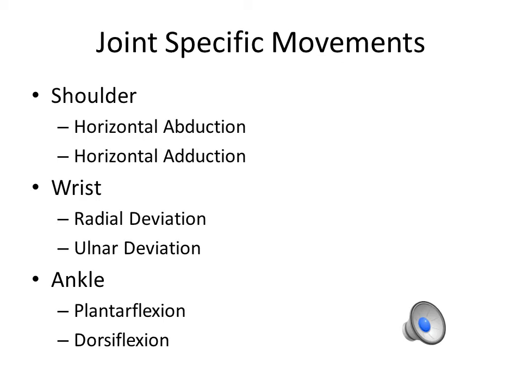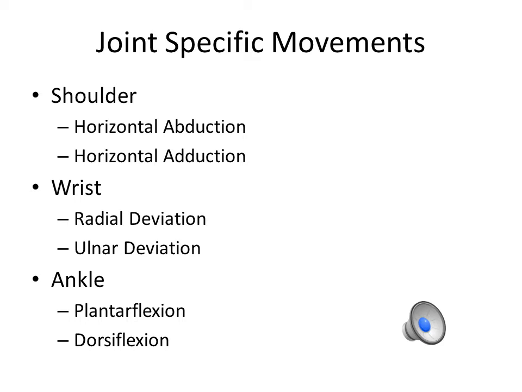Now we're going to cover terms of joint movement that are specific to particular joints. At the shoulder joint only, you have a term called horizontal abduction. This is lateral movement of the shoulder in the horizontal plane with the shoulder at 90 degrees. Horizontal adduction would be just the opposite, which would be medial movement of the shoulder in a horizontal plane with the limb at 90 degrees.